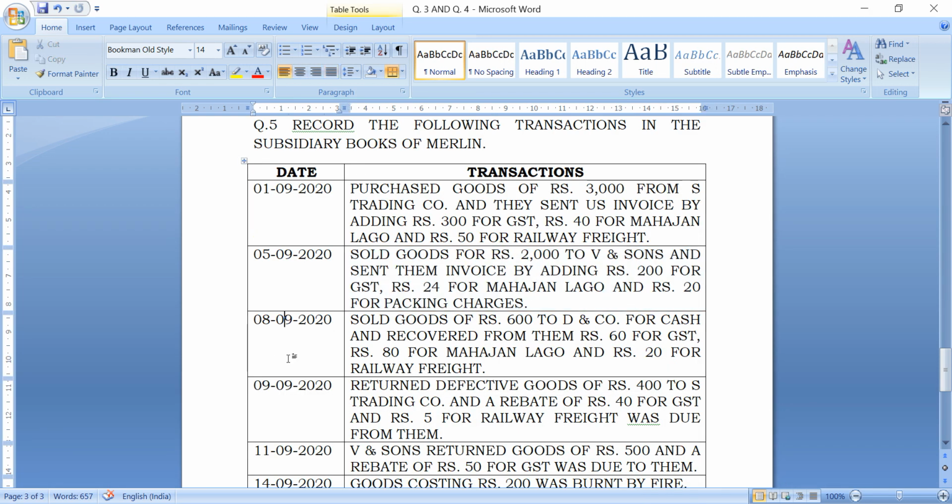Now comes 8th of September. Read it. Sold goods of rupees 600 to D and Company for cash and recovered from them 60 rupees for GST, 80 rupees for Mahajan Lago, and 20 rupees for railway freight.